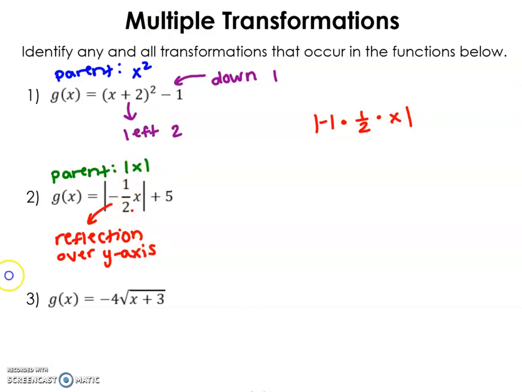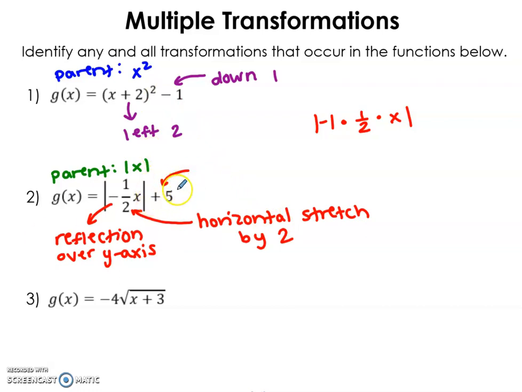Then we have this 1/2, and again that 1/2 is inside with the x, so when that's inside we know that that's going to be horizontal, and it's a 1/2 inside, so that's going to be a stretch, and it's a horizontal stretch by the reciprocal because it's horizontal, so by 2. And then the last thing we have is this +5, and that's outside of the function, so that's going to be a vertical translation, and because it's plus, we know it's going to go up 5. So we're able to notice how the function is moving based off of these transformation rules.